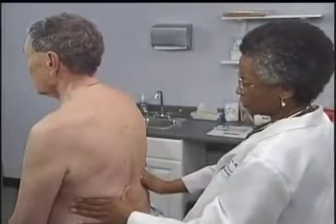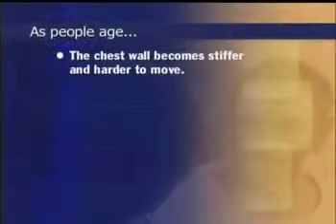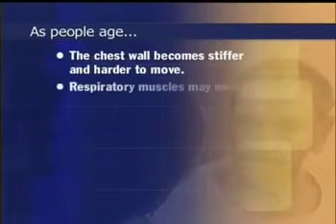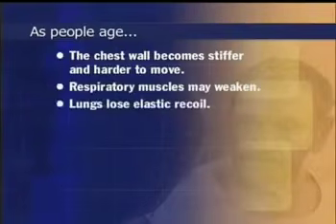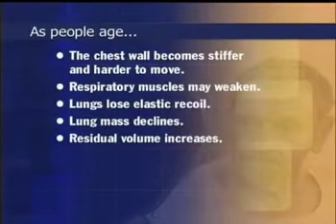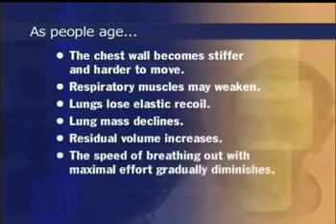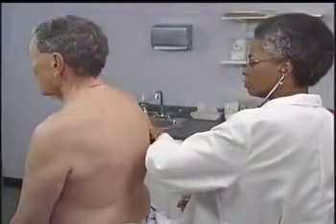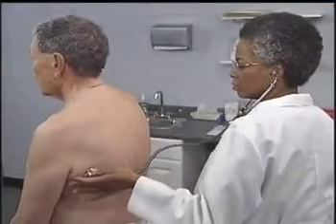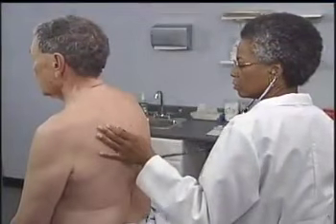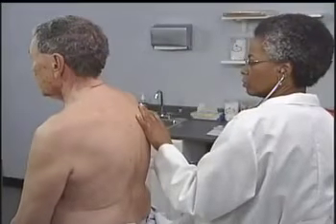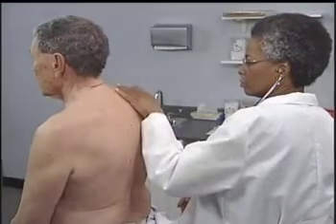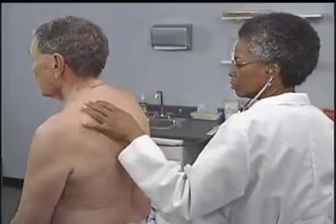As people age, their capacity for exercise decreases. The chest wall becomes stiffer and harder to move. Respiratory muscles may weaken, and the lungs lose some of their elastic recoil. Lung mass declines, and residual volume increases. The speed of breathing out with maximal effort gradually diminishes, and cough becomes less effective. Next, auscultate the posterior thorax. Observe the rate, rhythm, depth, and effort of breathing, and listen for adventitious sounds that may indicate abnormal respiratory conditions.